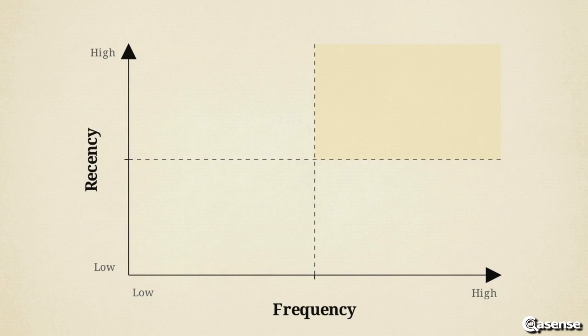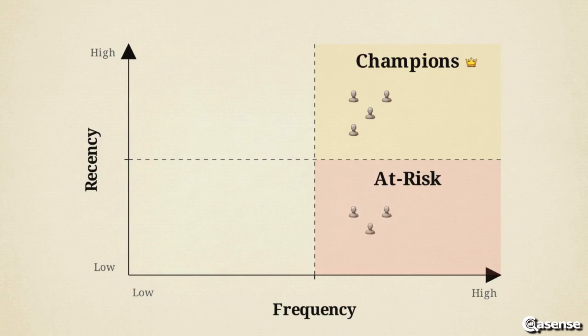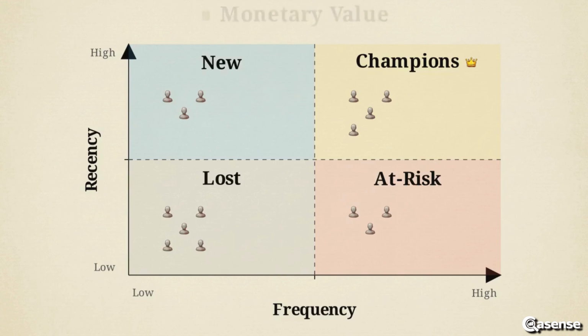Up in the top right, we have customers with high recency and high frequency. They buy often and they bought recently. These are your champions. Drop down to the bottom right, and you find people with high frequency but low recency. This indicates a once loyal regular who has gone entirely quiet. This is your at-risk segment. Over on the left, we find our new customers, people who just bought recently but have a low frequency. And down at the bottom left are our lost customers, who score low on everything.